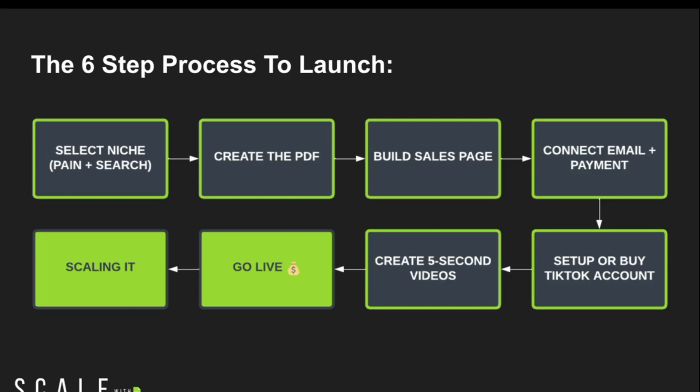So, the 6-step process to launch that we're going to go through in this course. And again, I've tried to give you templates as much as possible. If you've got the upgrades, of course, you've got even more templates and a shortcut to getting launched faster. But you're going to select the niche, create the PDF, build the sales page, and connect the email and payment. It takes like 5 minutes, dead easy.